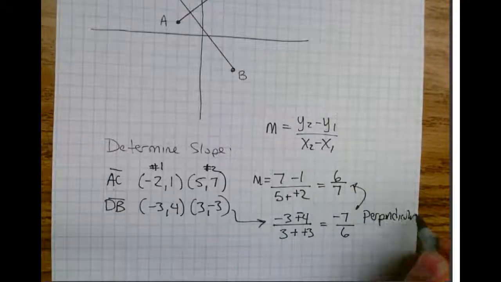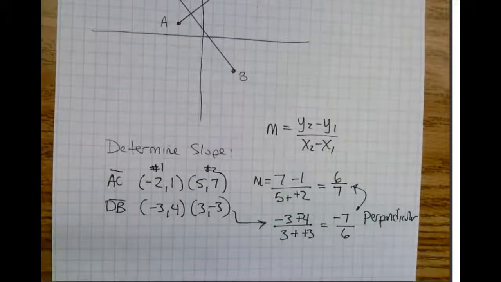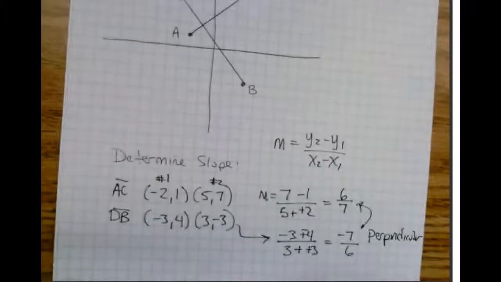So that's an example of how you can compare lines. Just use slope and see if the slopes are, if it's looking for perpendicular, are they opposite and reciprocal. So that's that.